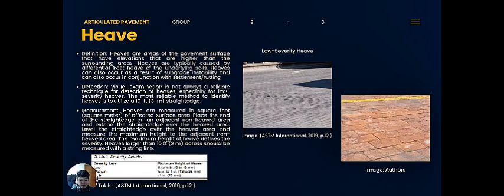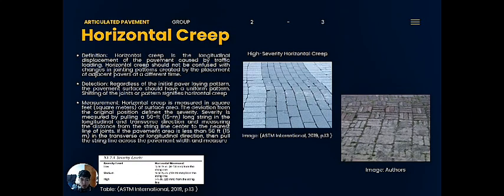The next failure is horizontal creep. The definition of horizontal creep is the longitudinal displacement of the pavement caused by traffic loading. Horizontal creep should not be confused with a change in joint pattern created by the placement of adjacent pavers of a different type. It's very common that these two failures are confused, but they're not the same.